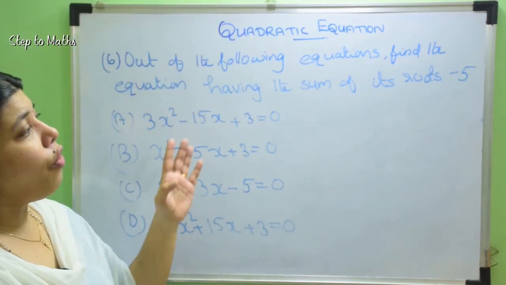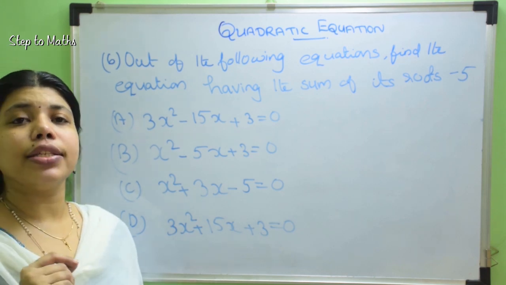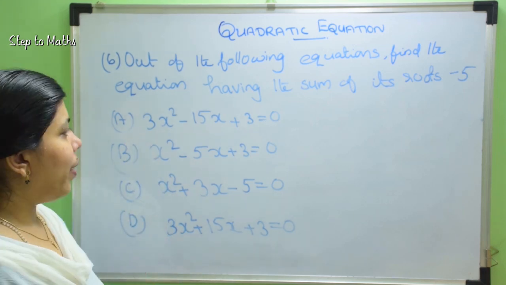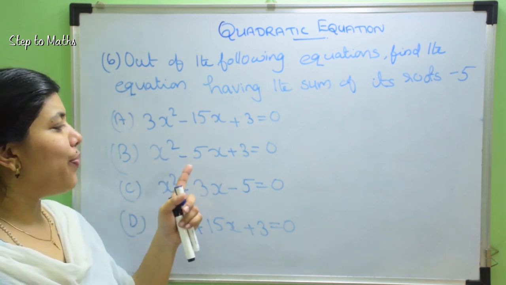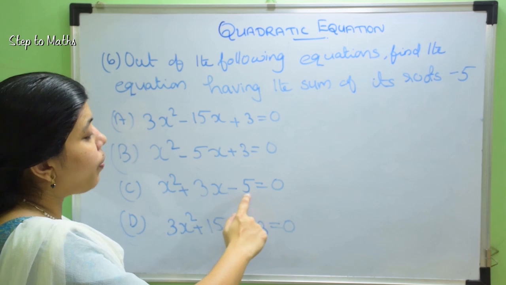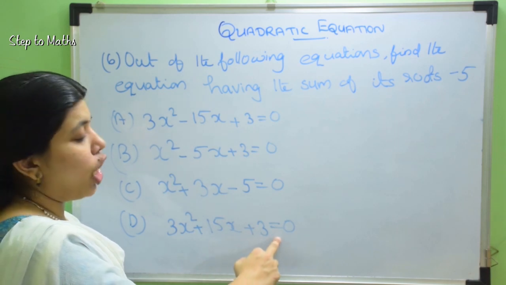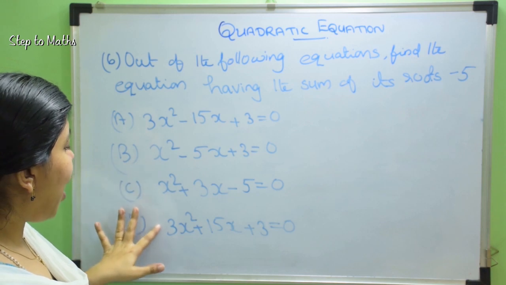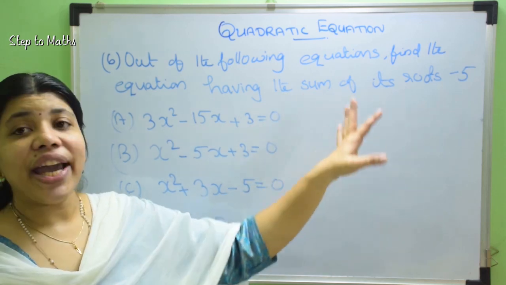Sixth question. Out of the following equations, find the equation having the sum of its roots minus 5. Four quadratic equations are given. 3x square minus 15x plus 3 is equal to 0. x square minus 5x plus 3 is equal to 0. x square plus 3x minus 5 is equal to 0. And 3x square plus 15x plus 3 equal to 0. Our question is, which quadratic equation has the sum of its roots as minus 5.